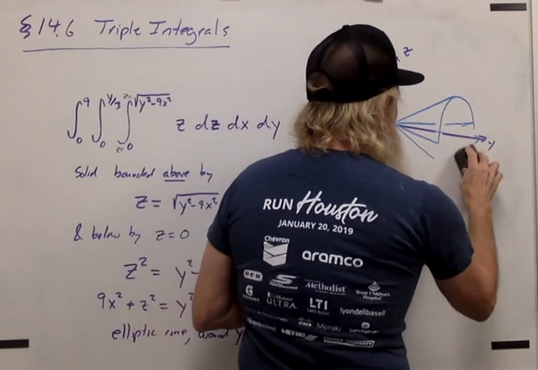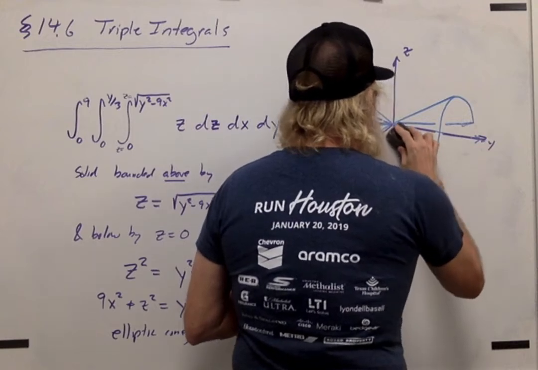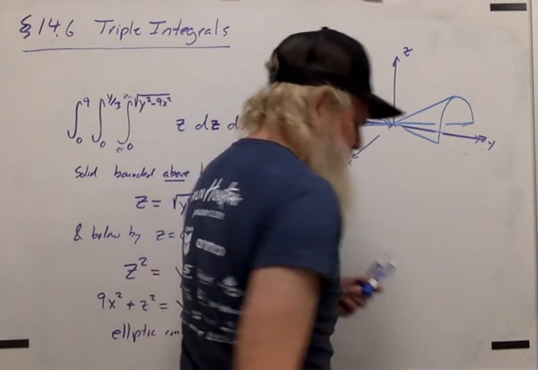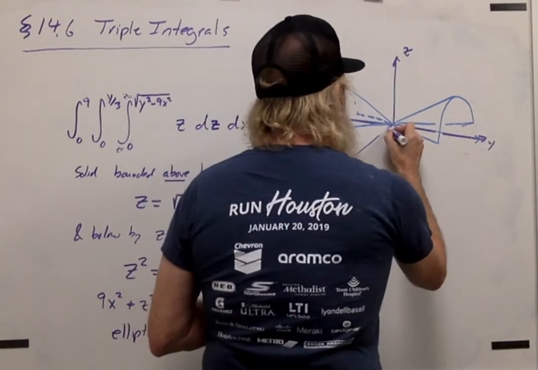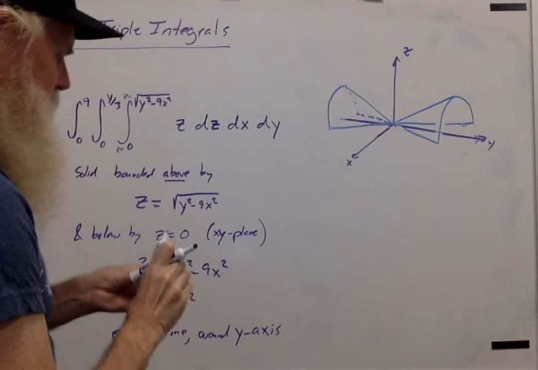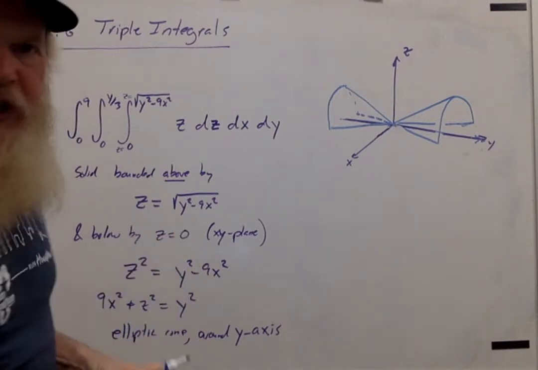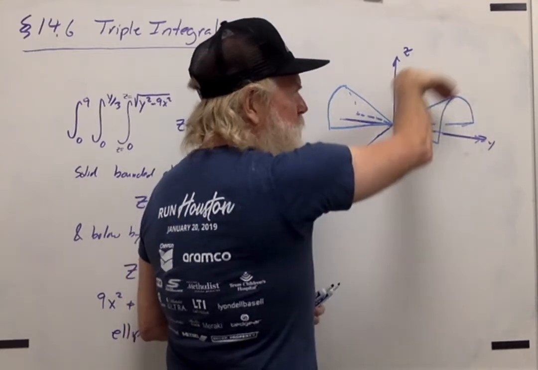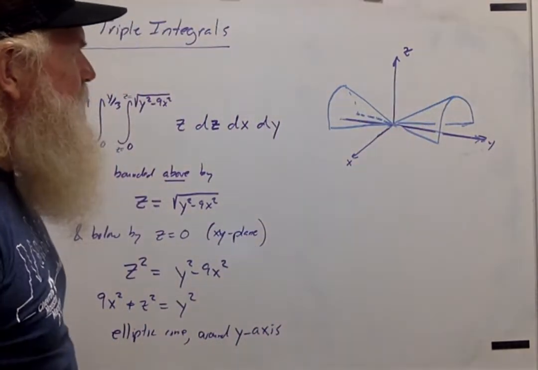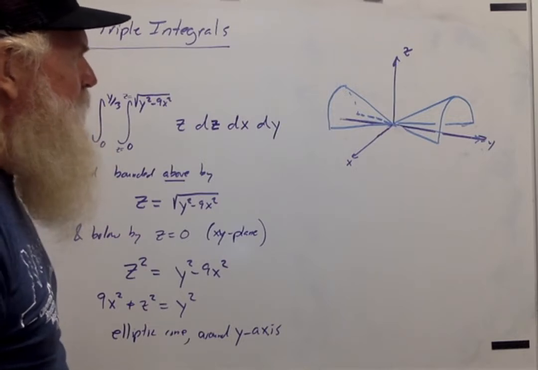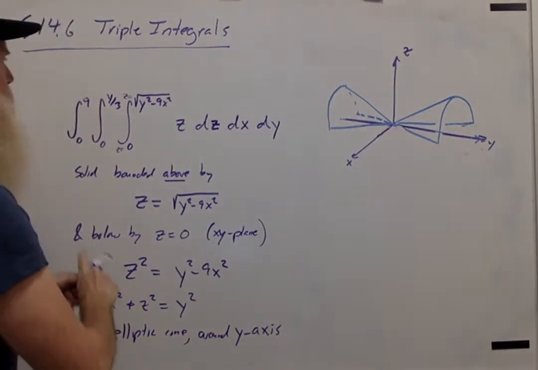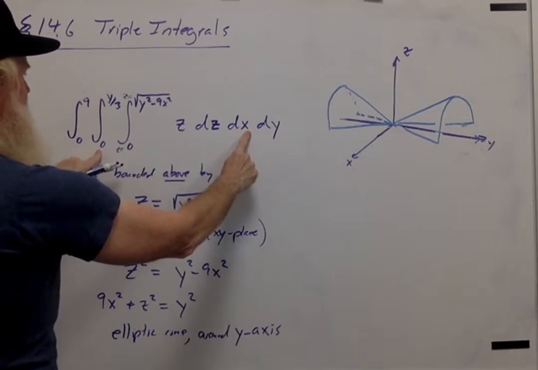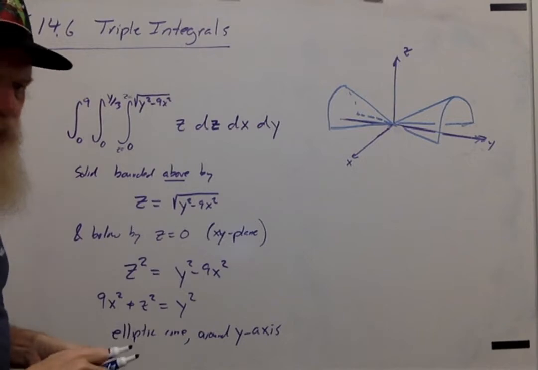So let me remove the lower half of the cone so we can just look at the top half. There we go. So now we're starting to get a better idea of what the shape is. It's going to lie above the xy plane and underneath this cone. Now let's see how much of that solid we get. Moving outward to x, we see that x is going to stay in between 0 and y over 3.